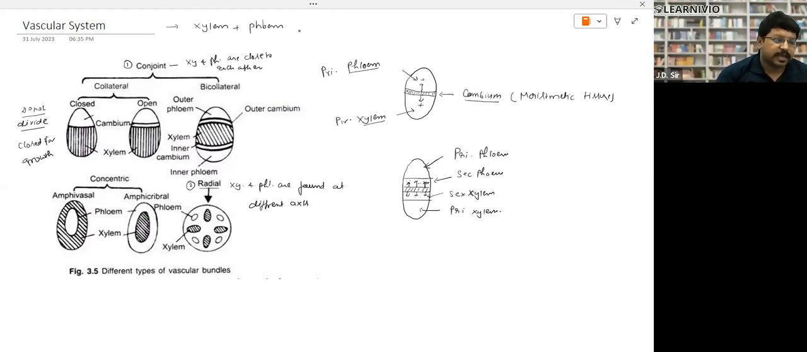You can see here the xylem and phloem are present in the same axis. Here the xylem and phloem, this is the phloem, this is the xylem, this is the phloem alternatively. So they are present at different axes. Clear? Radial vascular bundle.